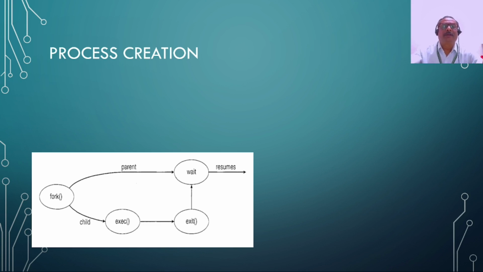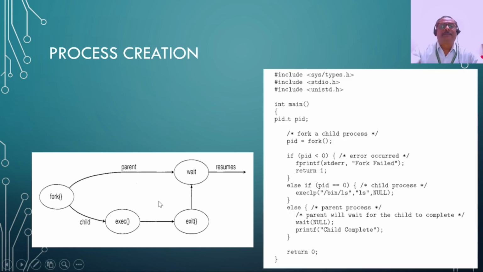Usually what happens is, when a new process is created, the child process starts executing, and once the execution of the child process is done, it exits, and the parent process is waiting till the child process exits, and once the child process exits, the parent process continues its other activities. So this is how it looks. Let's look at one simple code.